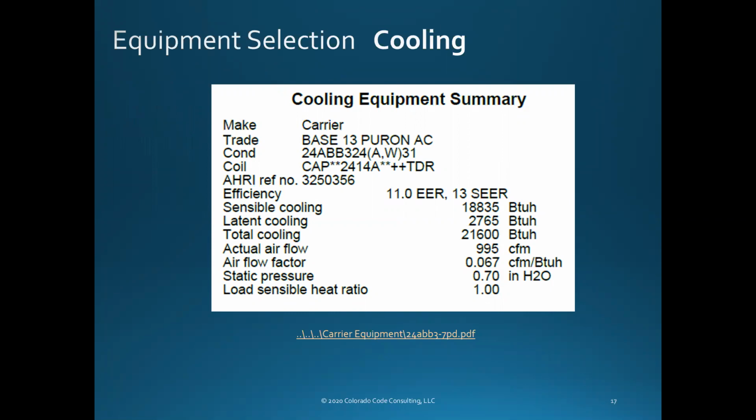So, we're going to talk a lot about latent capacities and sensible capacities here. So let's just kind of have an overview of what that is. So sensible cooling is all about the heat. So imagine the heat from a light bulb as an example. That would be my sensible cooling. Then we get to latent cooling. So latent cooling is the moisture in the air and what we're trying to get rid of.